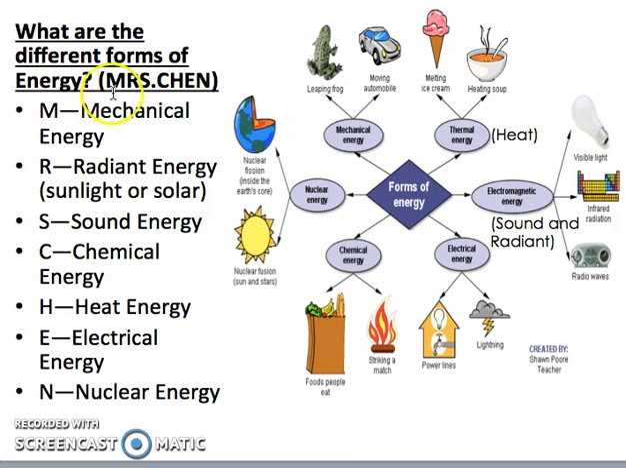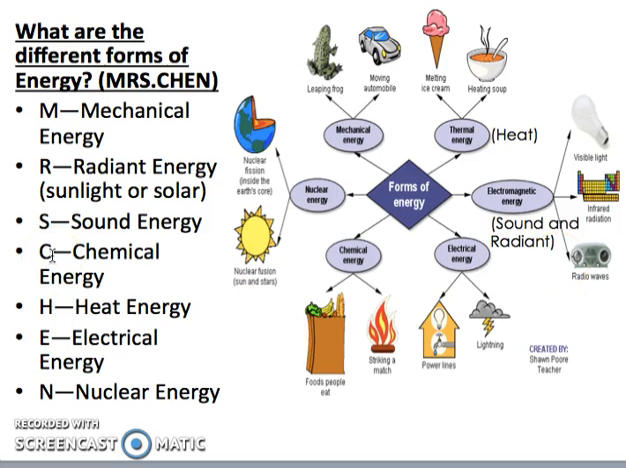M stands for mechanical energy, or energy for movement. So here's some examples of that. R stands for radiant energy, or energy coming from sunlight or solar energy or any kind of energy that has to do with light. So another way to say this is electromagnetic energy. And this is that form of energy. S stands for sound energy. Sound energy is also a form of electromagnetic energy. So this whole branch right here deals with energy that comes from waves.